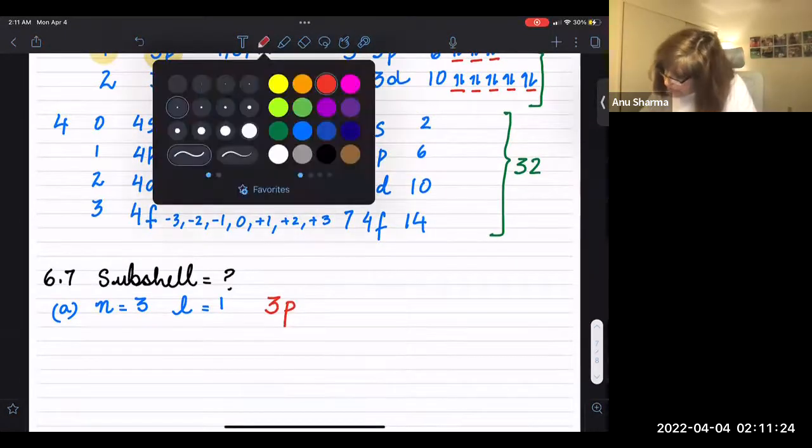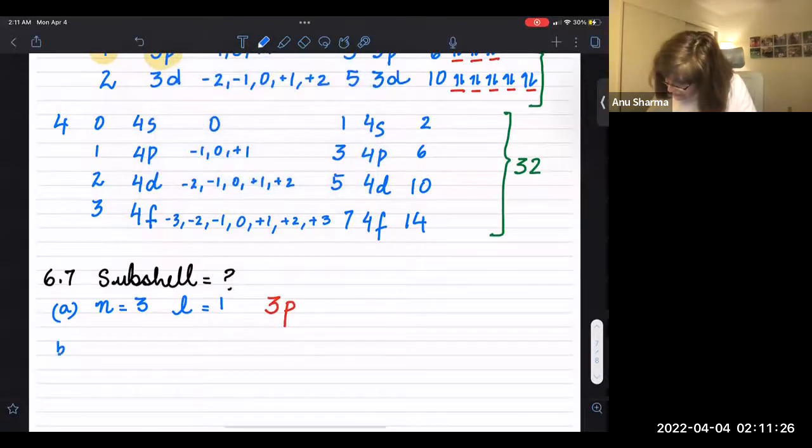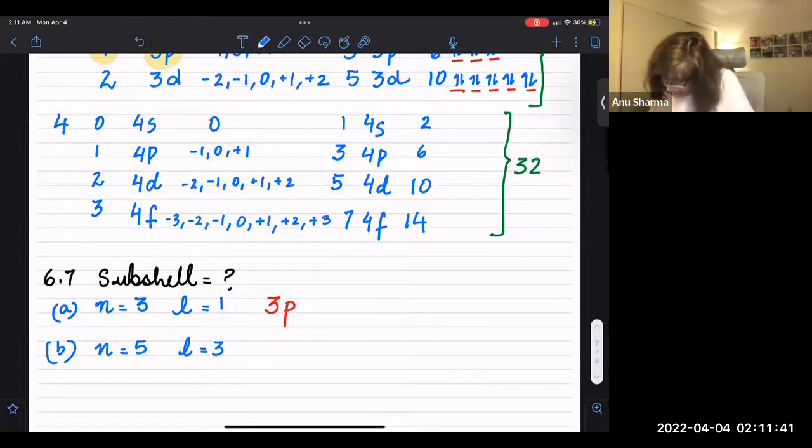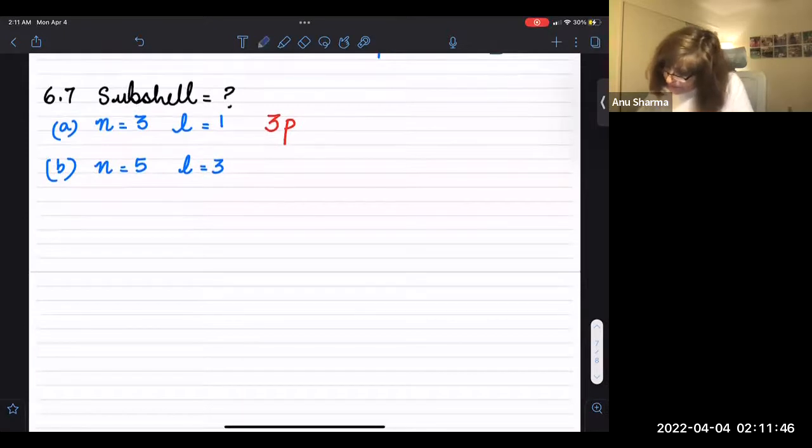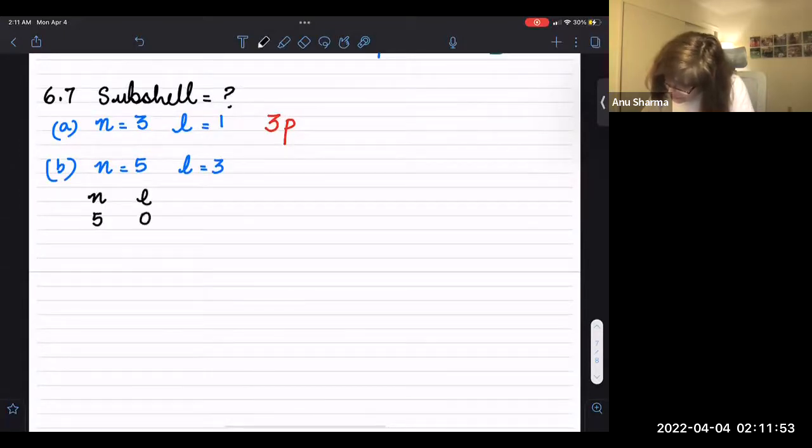Okay. Next question. You just have to do this diagram that I have written just now on your own. The next question is, when n is equal to 5, what is it when l is equal to 3? So n equals 5 and l equals 3. The same way, you're going to do this. n is equal to 5, then l is equal to 0, 1, 2, 3, and 4. Remember, it's always one less.